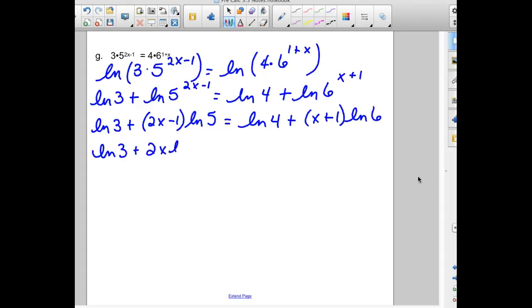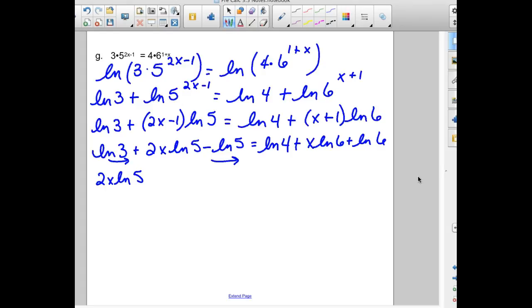So we end up with 2x natural log of 5 minus the natural log of 5, x natural log of 6 plus the natural log of 6. So again, we want to get anything that has an x onto one side and anything that doesn't to the other side. So I'm going to leave the 2x ln 5 on this side. This one's going to get moved over, this one's going to get moved over, and this will get moved to that side. So minus x natural log of 6.